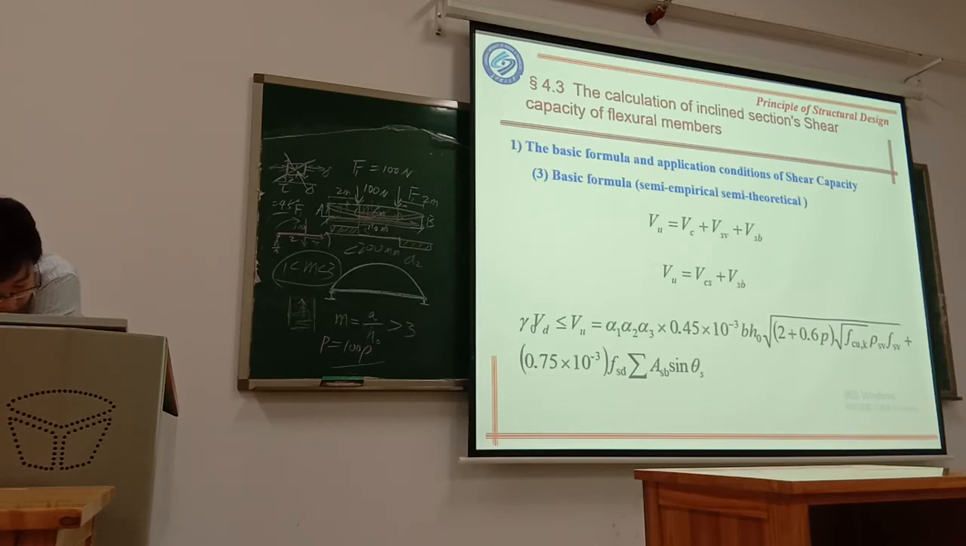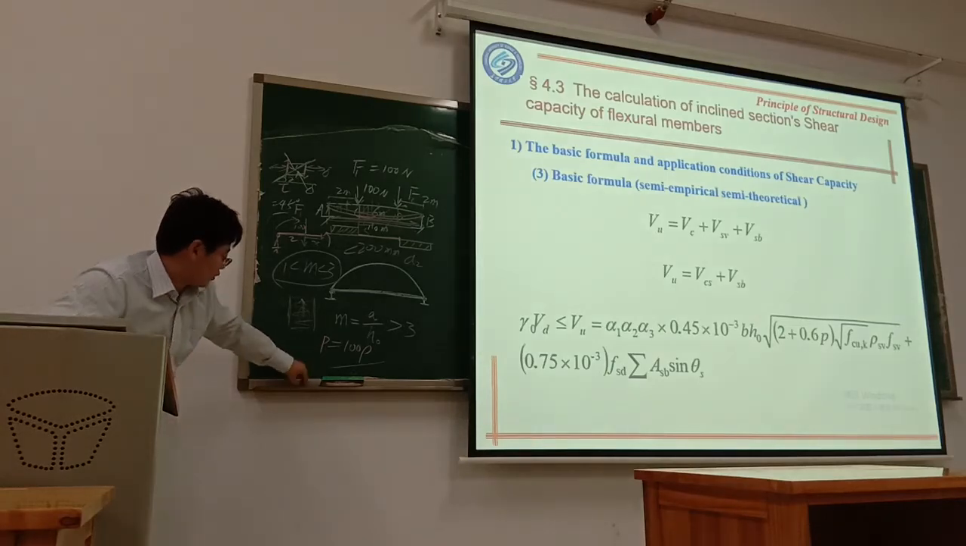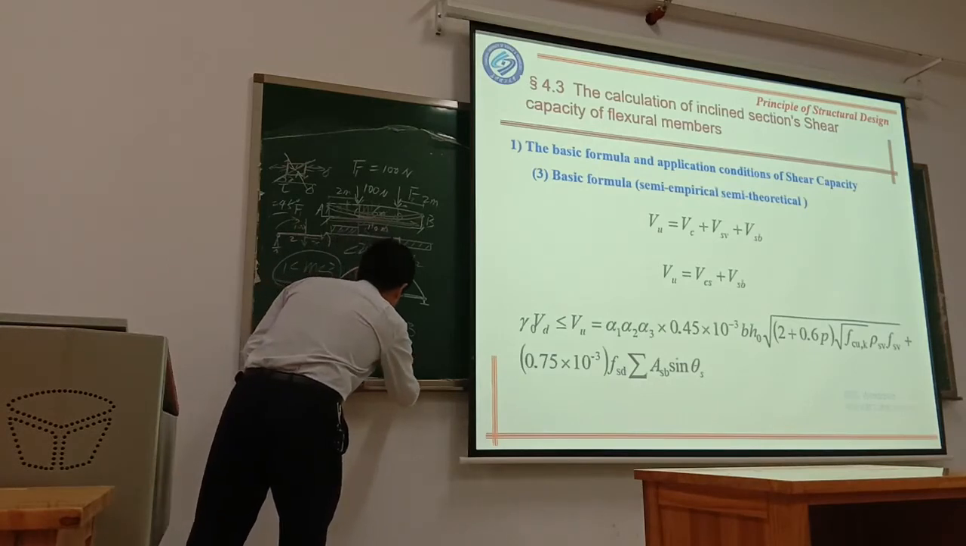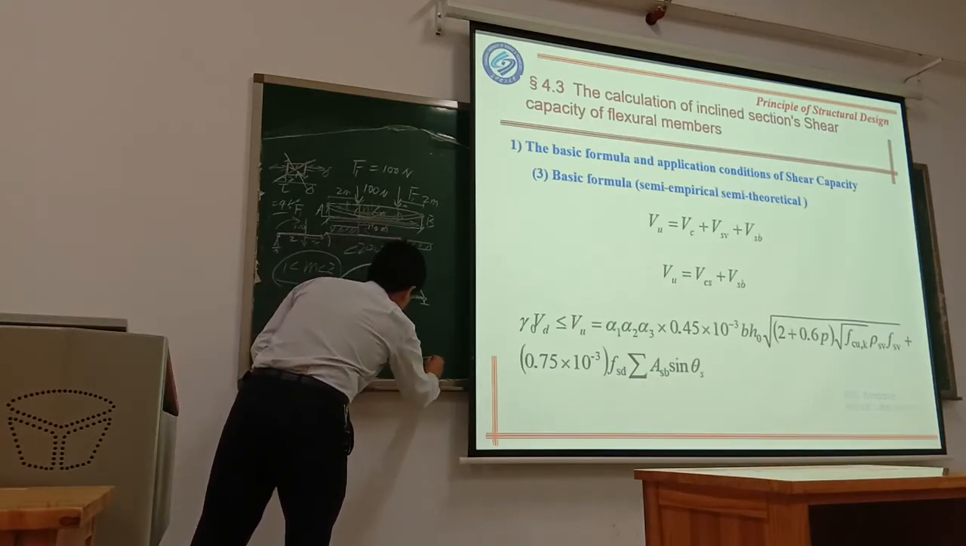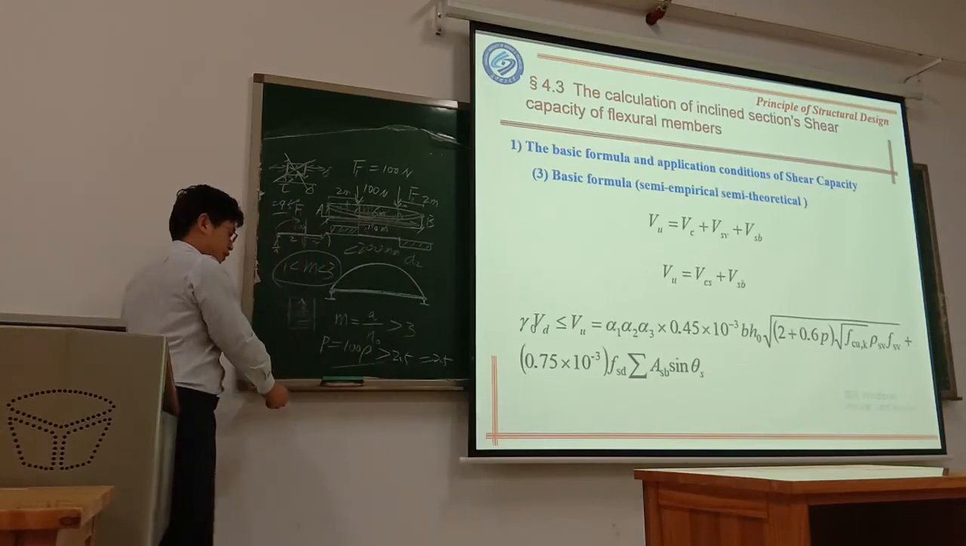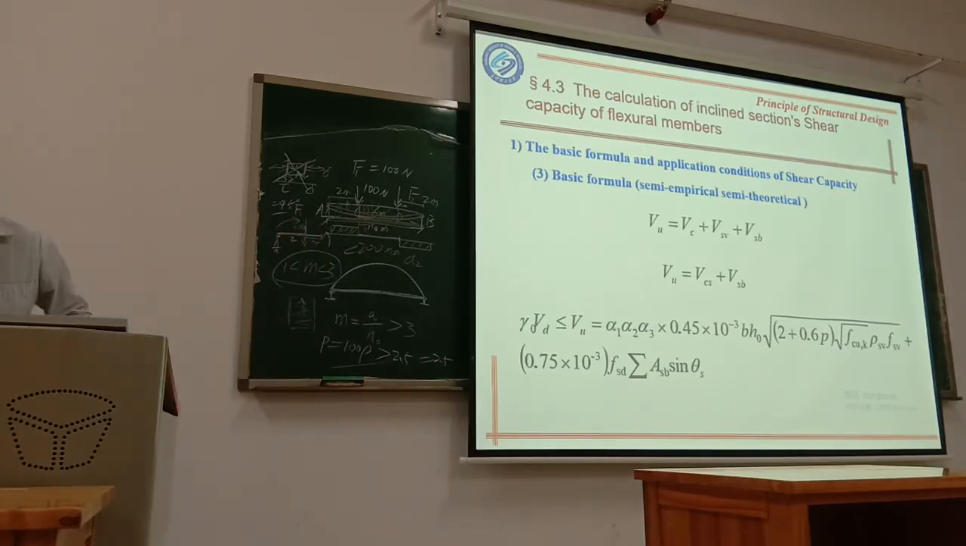And when this value is larger than 2.5, say use 2.5. That's the regulation. fcu,k is the standard value of the compressive strength of concrete. And rho_sv is the stirrup ratio. fsv is the design value of the stirrup tensile strength.